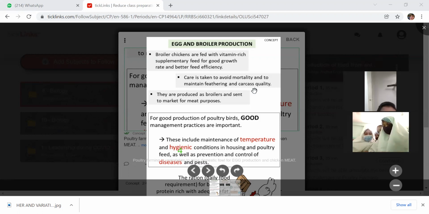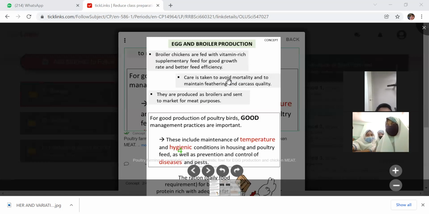You tell me what is the meaning of mortality and maintaining carcass quality? What do you understand by this? Anybody can give me an answer? If you are listening to these words for the first time, you should at least be asking me. You are not asking, so I have to question. Anybody knows the meaning of mortality? What is mortality or what is carcass quality? Nobody knows.